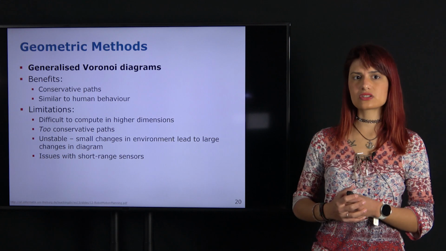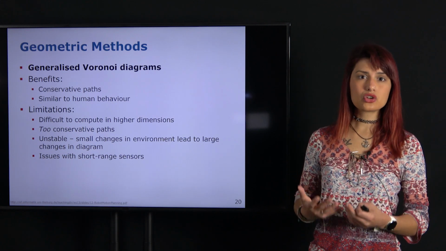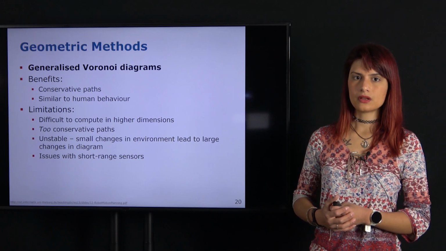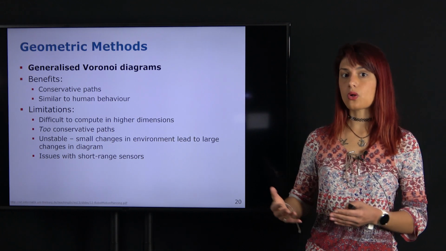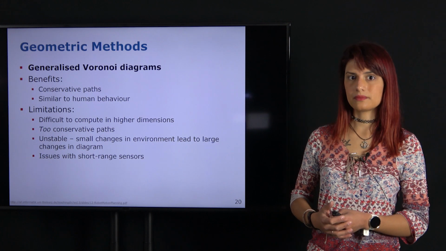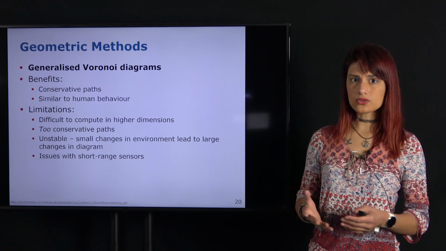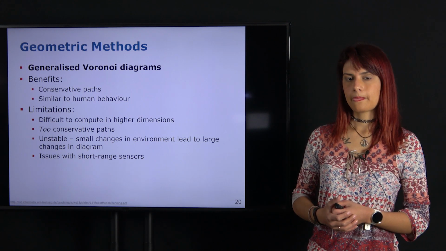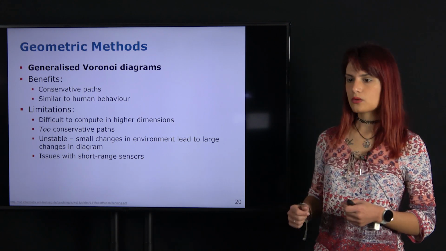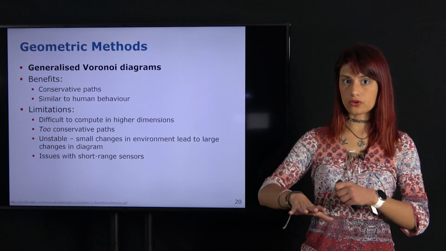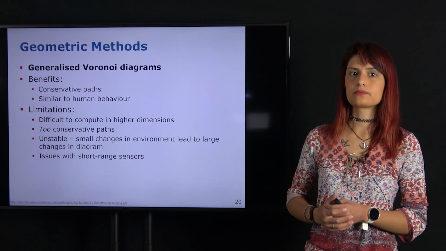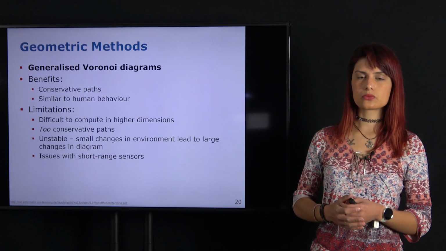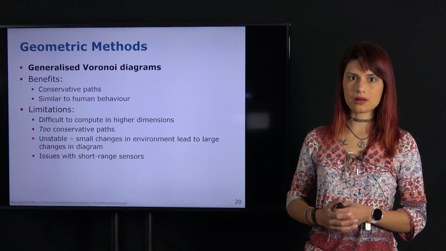However, one limitation of this approach is that it could be difficult to compute in high-dimensional spaces. And this is because we need to model all the obstacles explicitly. Also, the paths that are generated might be too conservative. So, especially when we have a corridor followed by a large free space, this might lead to extremely long and suboptimal paths, which we may not want in particular applications.